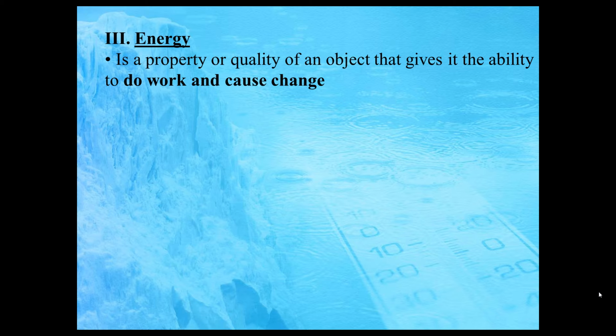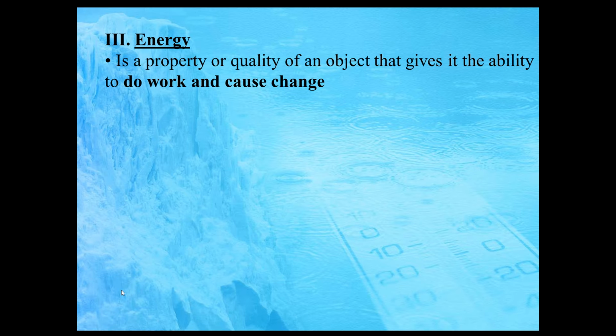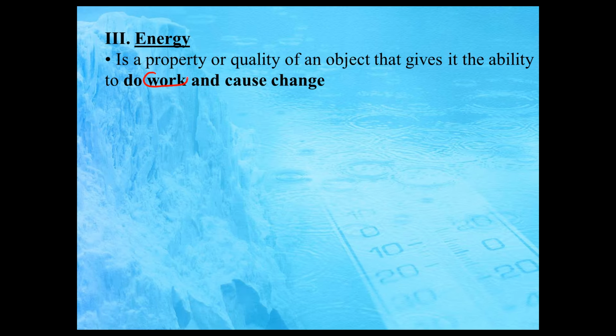All right, so energy is a property or quality of an object that gives it the ability to do work and cause change. Now, I just want to clarify what it means to do work. To do work, you need to be able to apply a force to an object. And not only that, you have to be able to get the object to move. So if you can apply a force on an object and you can get it to move, then you are doing work. Energy is just the ability to do this.